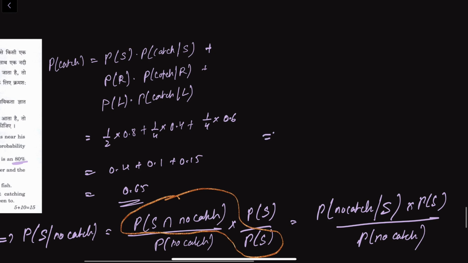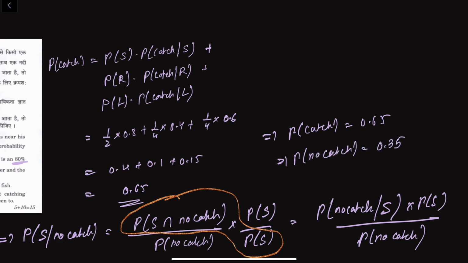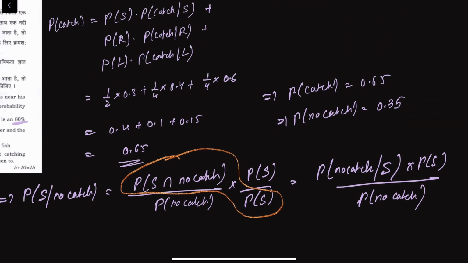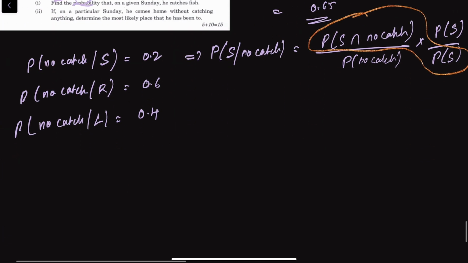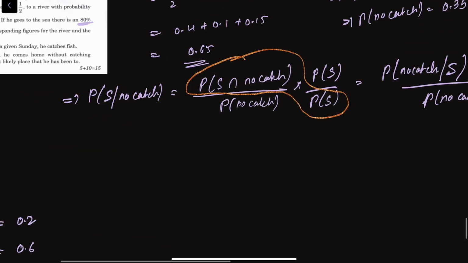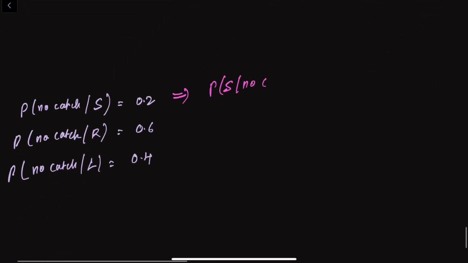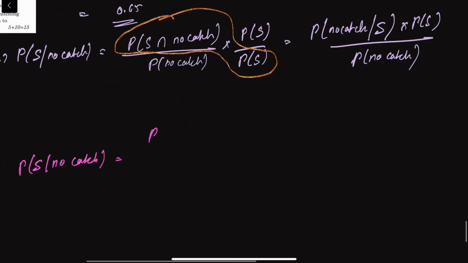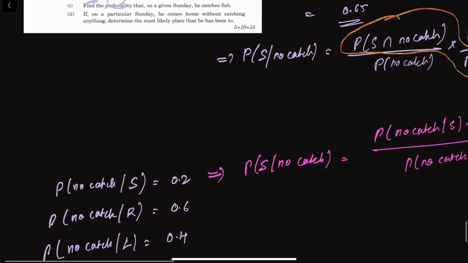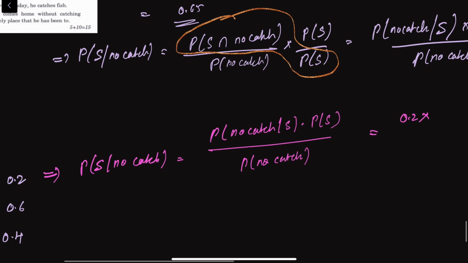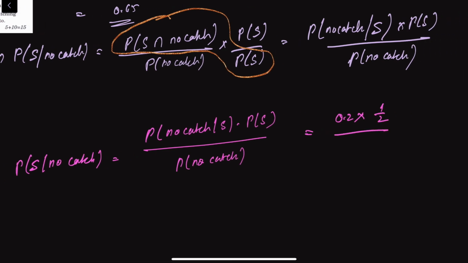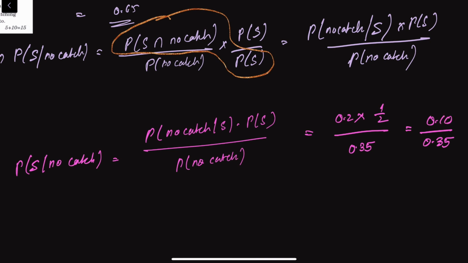We already found the probability of catch, which is 0.65. That means the probability that he does not catch a fish is 0.35. And the probability of going to the river and the probability of going to the lake, we already have them. So the probability of S given not catching, as we just derived, is the probability of not catching given the sea times the probability that he goes to the sea, divided by the probability of not catching. So 0.2 times 1/2, whole divided by 0.35, which is 0.10 by 0.35.